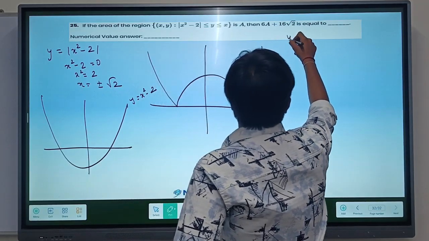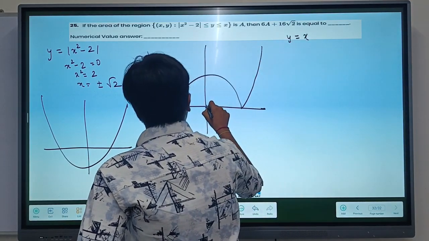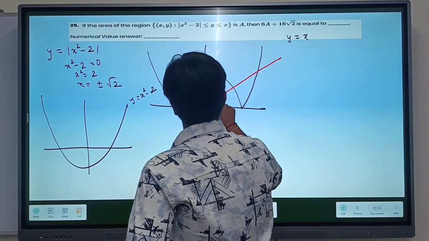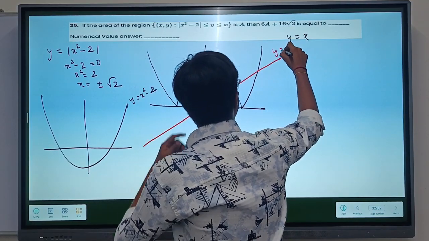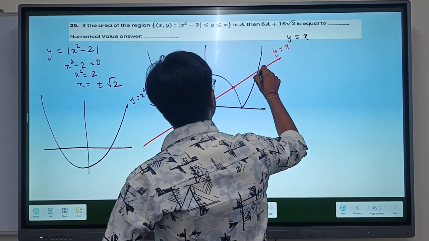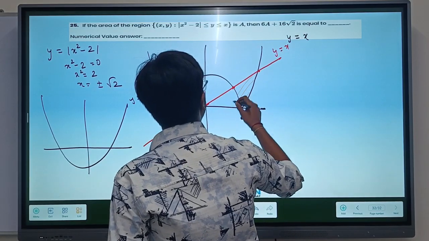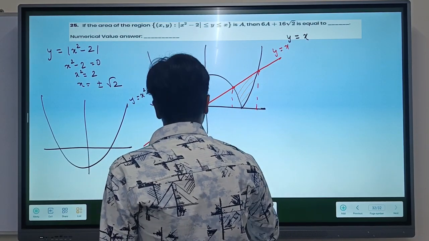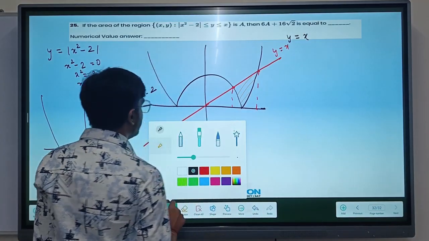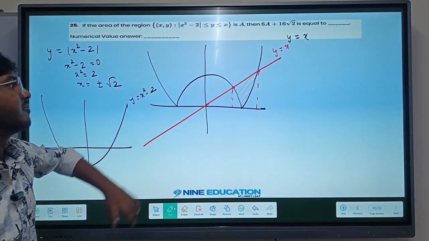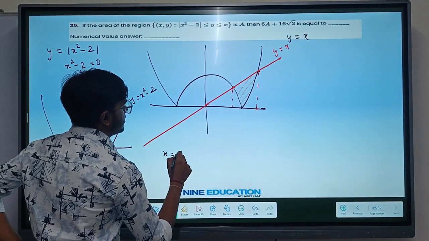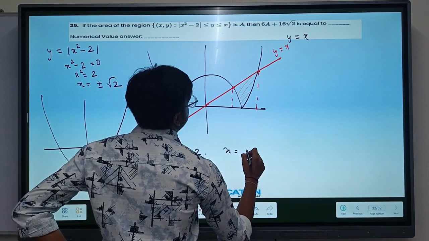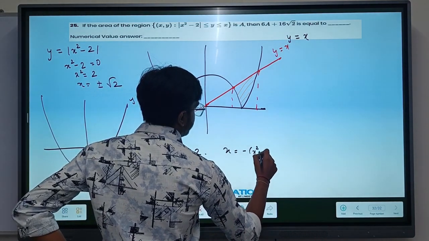And asked next is y equal to x. So the line y equal to x would intersect it at, let's say, two points. This is the line y equal to x, this over here and over here. What you are asked is this whole area. So let's find this point of intersection. How can we find the point of intersection? One with the positive mod, one with the negative mod. So x equal to x square minus 2 and x equal to minus of x square minus 2.